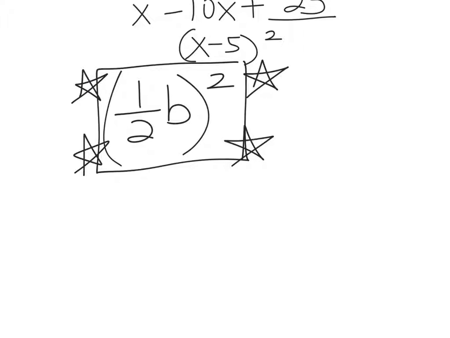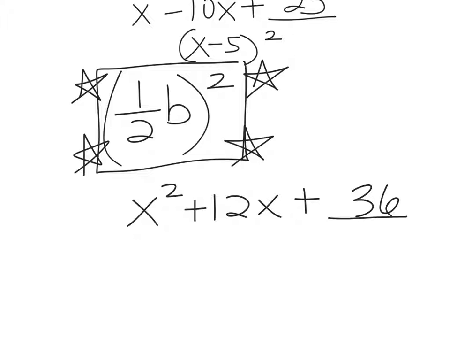So watch this one. X squared plus 12x plus blank. Now there's no more guessing, no more trying to figure out what it's going to be. There's a nice little formula. You take half the middle term. So what's half of 12? And then you square it. 36. So this is x plus 6 squared.